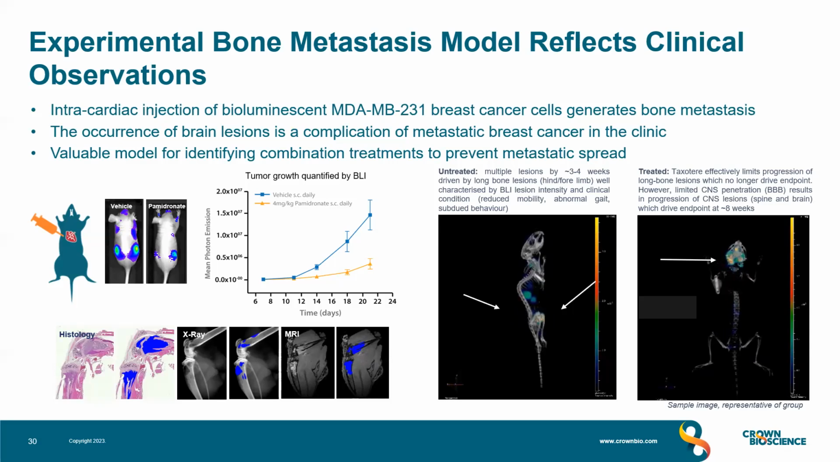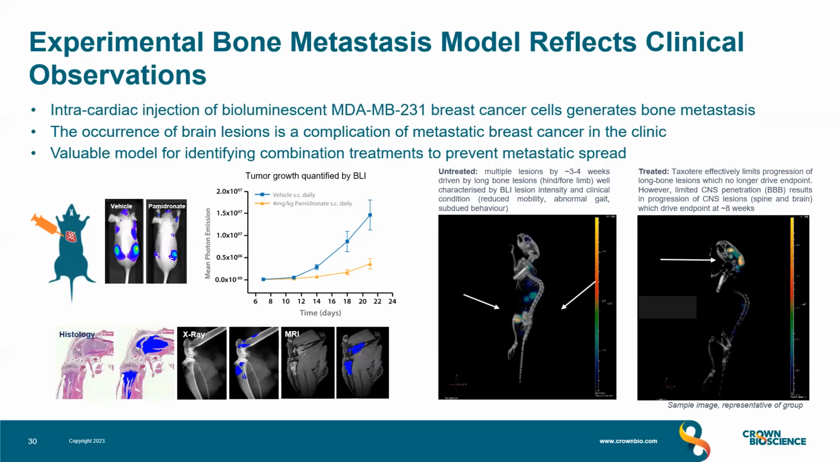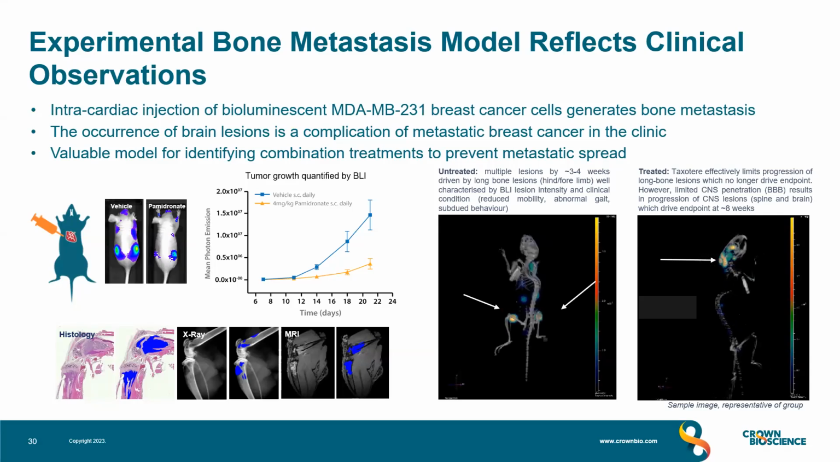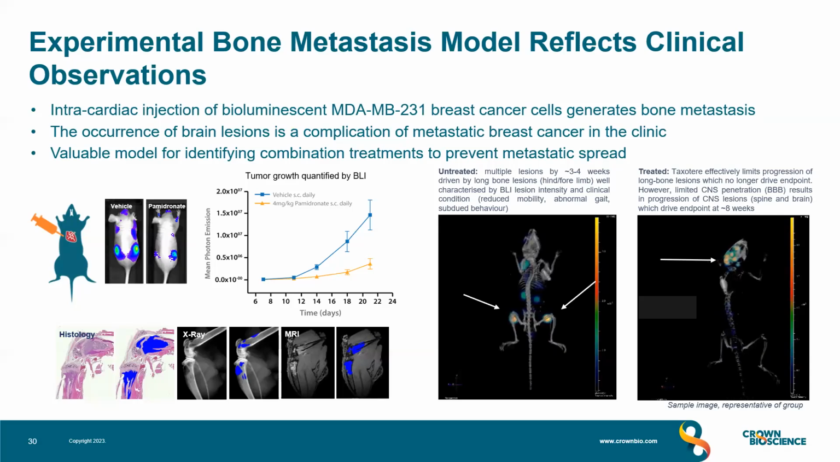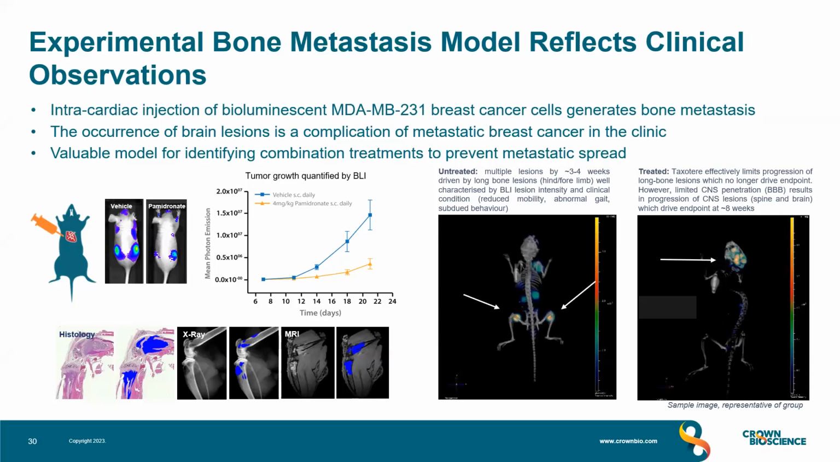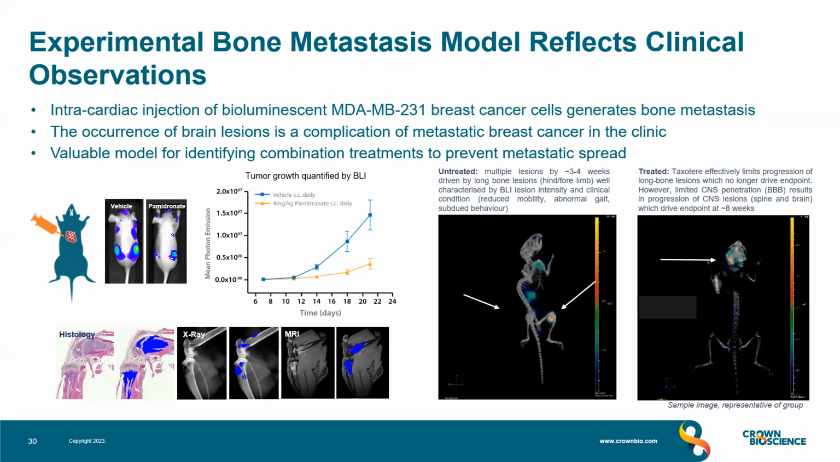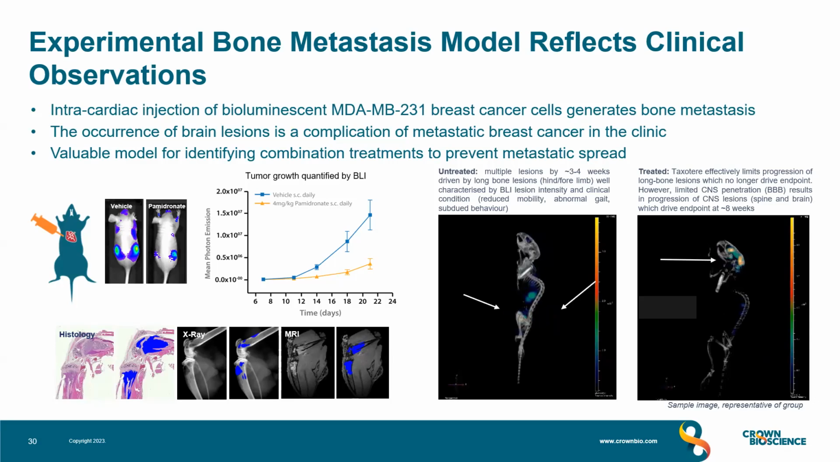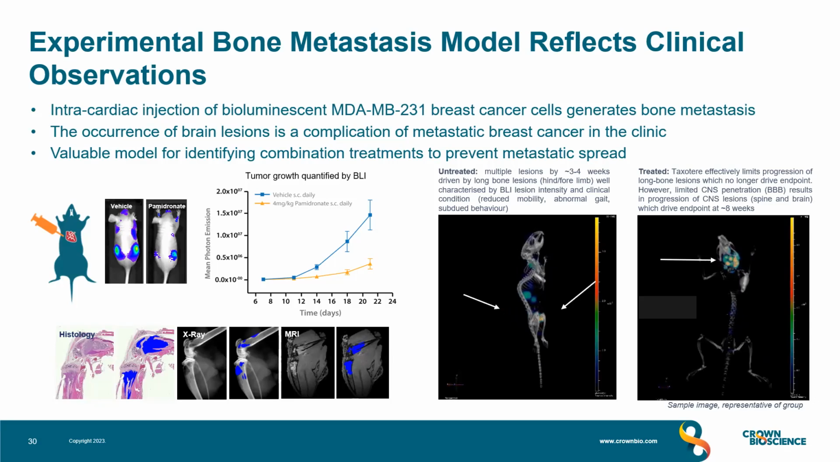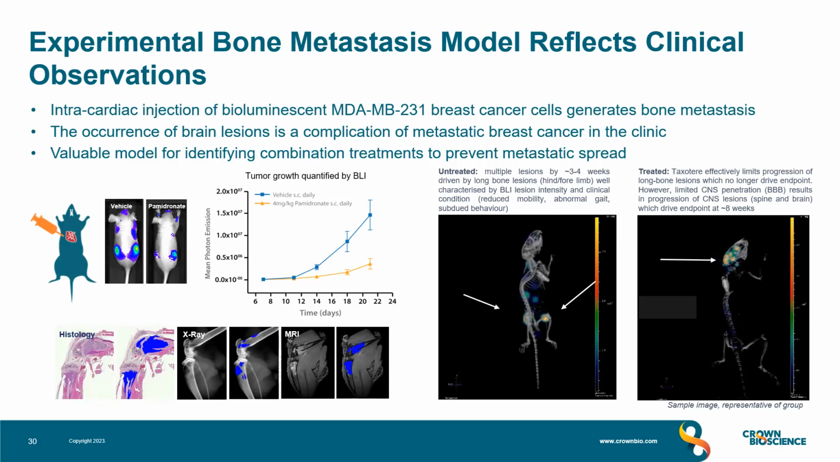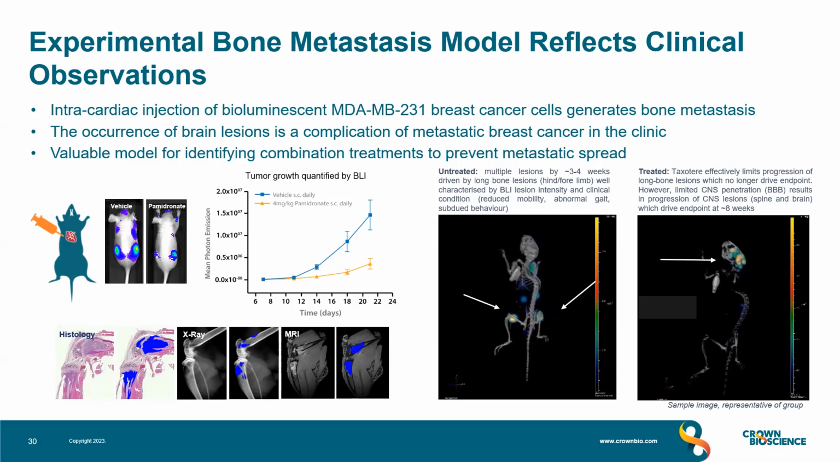And so this now drives endpoint. So this again is reflective of the clinic. You will see the occurrence of brain lesions as a complication of late-stage metastatic breast cancer, which escapes docetaxel treatment. So this is actually quite a valuable model for identifying suitable combination approaches, obviously with Taxotere, to treat metastatic breast cancer which has progressed to the brain. And this actually wouldn't have been possible to measure without the imaging to understand where some of those more resistant tumors were occurring.